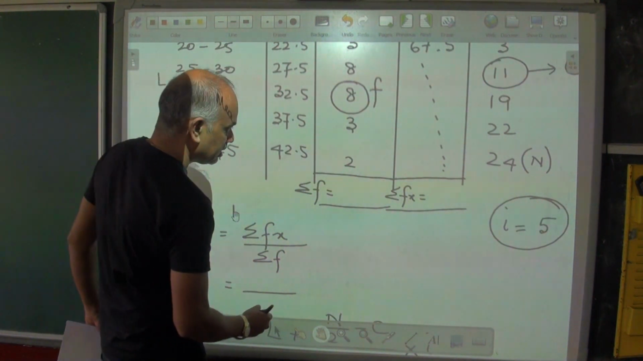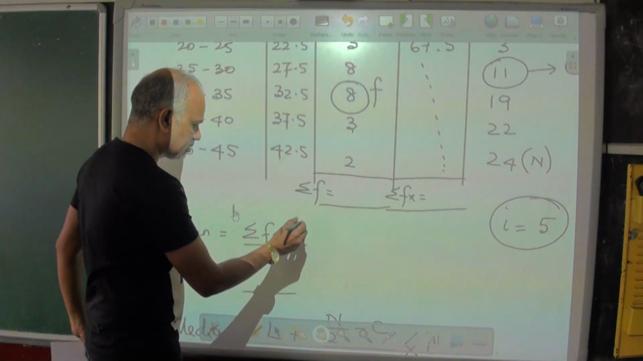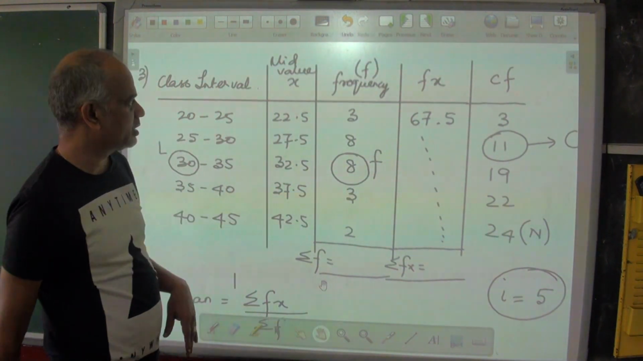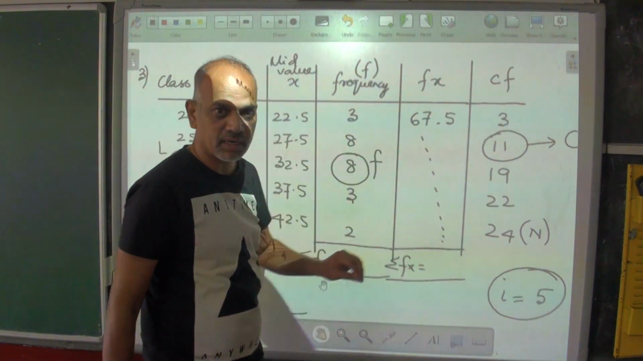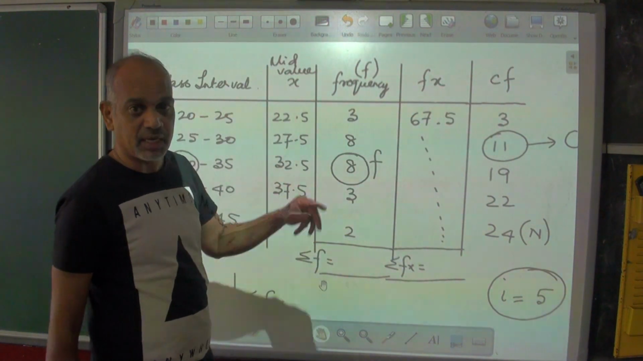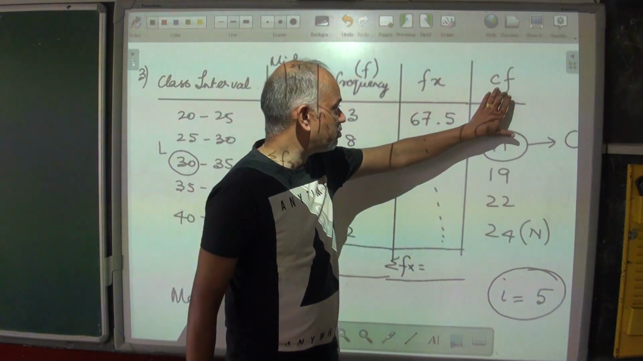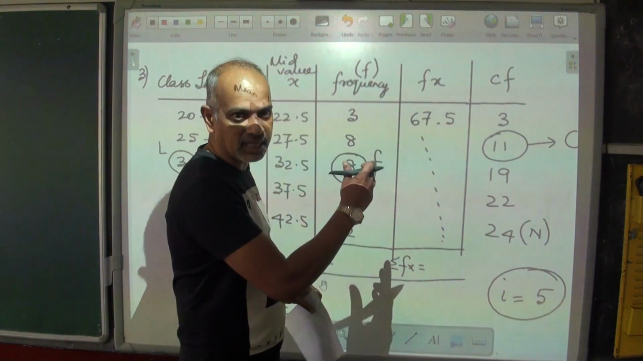That's done. Next, you also have to find median. To find median, let's go back to this table again. This is not needed, this is not needed, fx is not needed. For finding median, usually you have to find cumulative frequency. And cumulative frequency you find from the frequency that is given. You keep adding the frequencies.